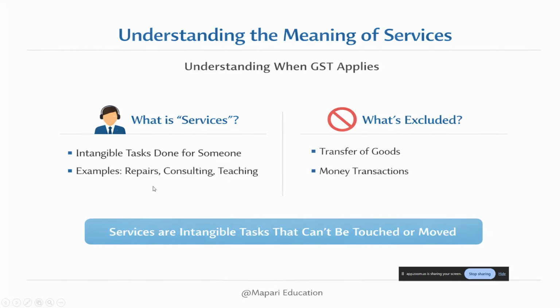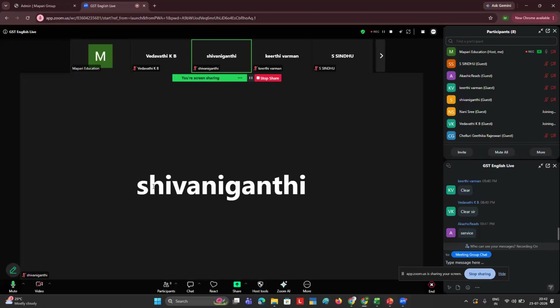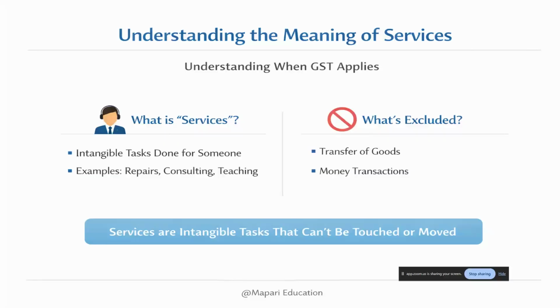If you're having a repair shop and you are repairing someone's mobile and giving it back to the customer, then you have just done some activity for the client, for that person, right? So this is an activity performed by you for the client for some amount or exchange. Okay, so this will be called a service. Why are we learning this? Because we have to apply the GST whenever we are doing this thing.